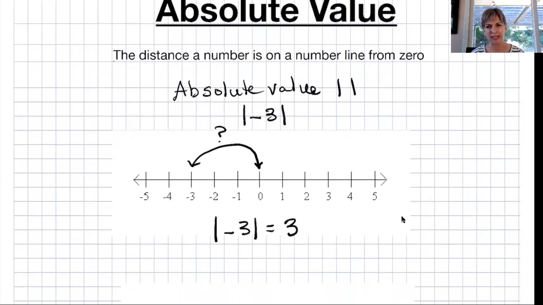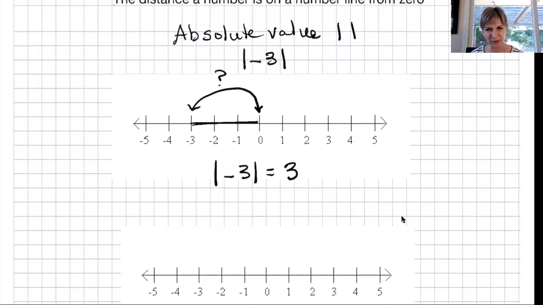So essentially, if what we're taking the absolute value of is a negative number, then we're just taking that negative sign off and making it a positive number, because the distance from -3 to 3 is 3. All right, because I can't be -3 away. It just doesn't make sense, right?